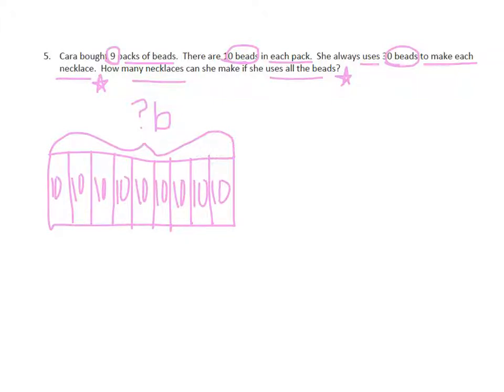So I see that there are 10 beads in each pack and there are 9 packs. So I'm going to multiply 10 by 9. What do you get? Well, you can either count by 9s or you can count by 10s. Pause the video while you work and replay when you are ready. So there are a total of 90 beads all together.